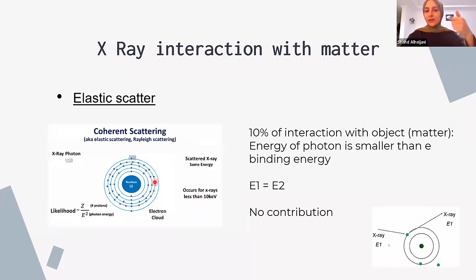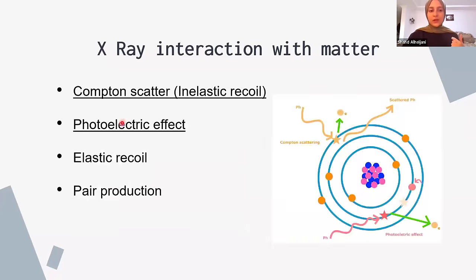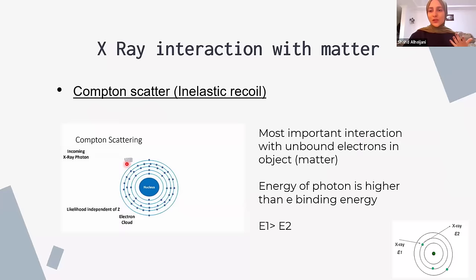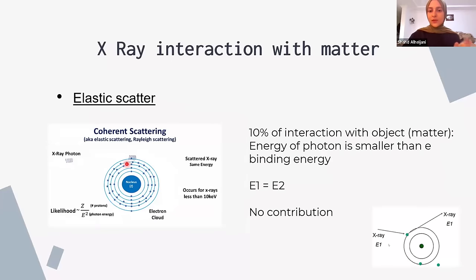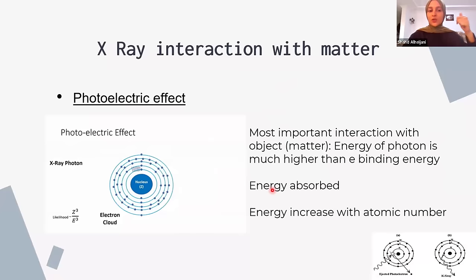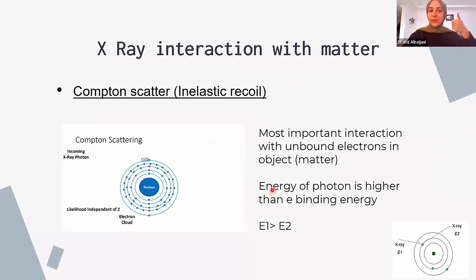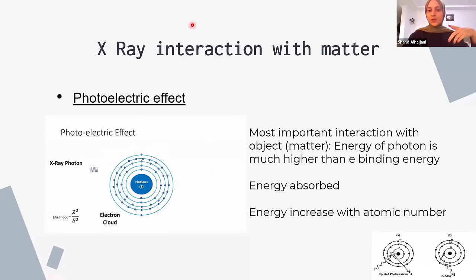Now, we also have elastic scatter. As we mentioned, we have Compton scatter, photoelectric effect, and the elastic recoil. Elastic recoil won't contribute much to the image. It's basically just 10% of the interactions, where E1 equals E2. So basically the X-ray just comes and bounces. Nothing will happen here. You need to focus on the Compton scatter and the photoelectric effect.